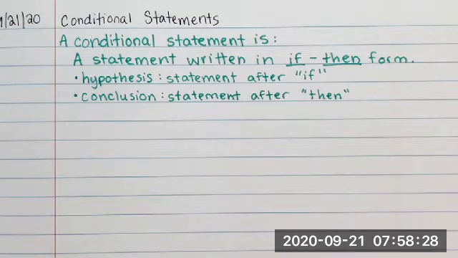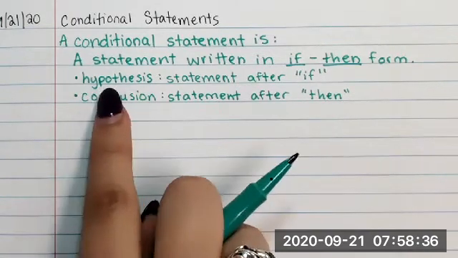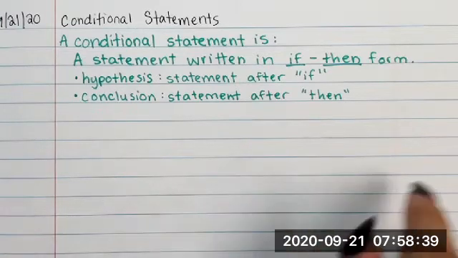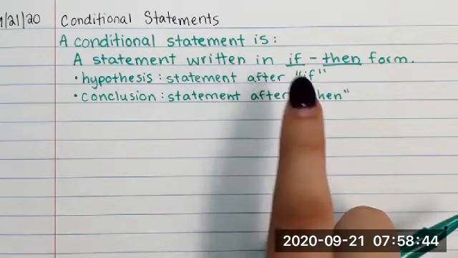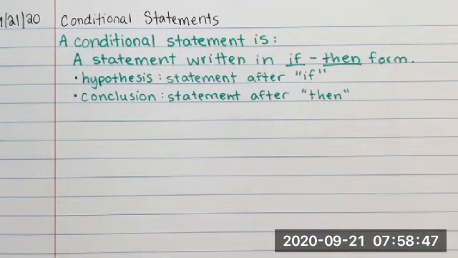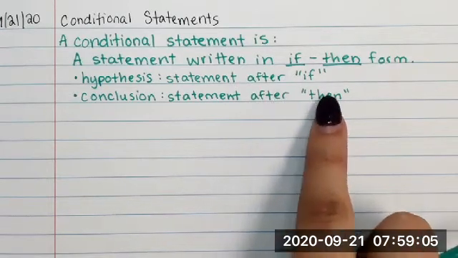So going back to my verbal example, if I get a good night of sleep, then I will be energized for the next day. My hypothesis is I get a good night of sleep. It doesn't include the if, it is after the if. That's a statement. And then the conclusion is the statement after the then. The statement is, I will be energized for the next day. So it's the statement after the then, not including the then.